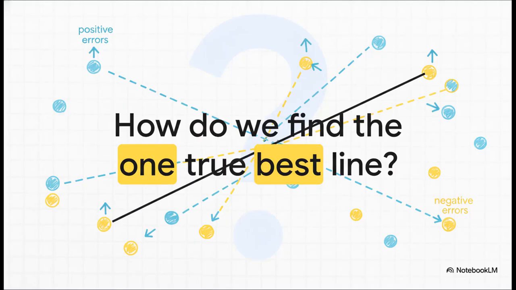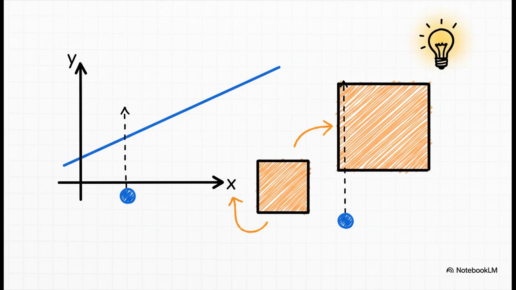So, how do we get around this whole cancellation problem? How do we stop the positive and negative errors from wiping each other out so we can find the one true line with the smallest possible error? And the answer is so simple, it's absolutely brilliant. We just square every single residual. Before we add anything up, we multiply each error by itself.